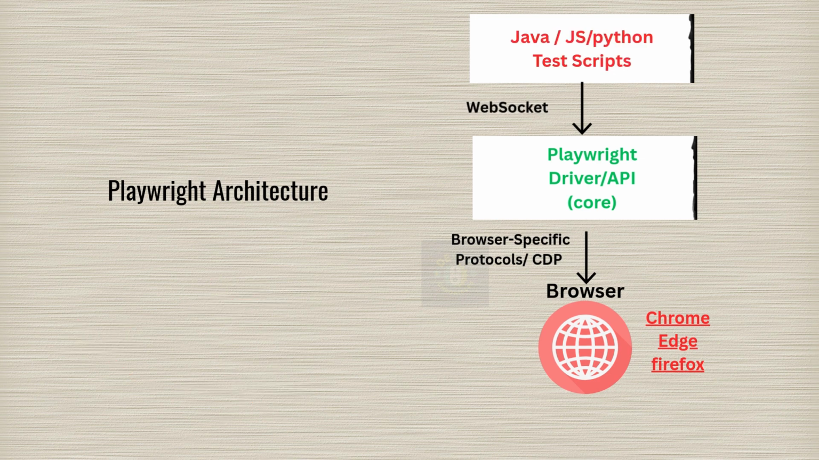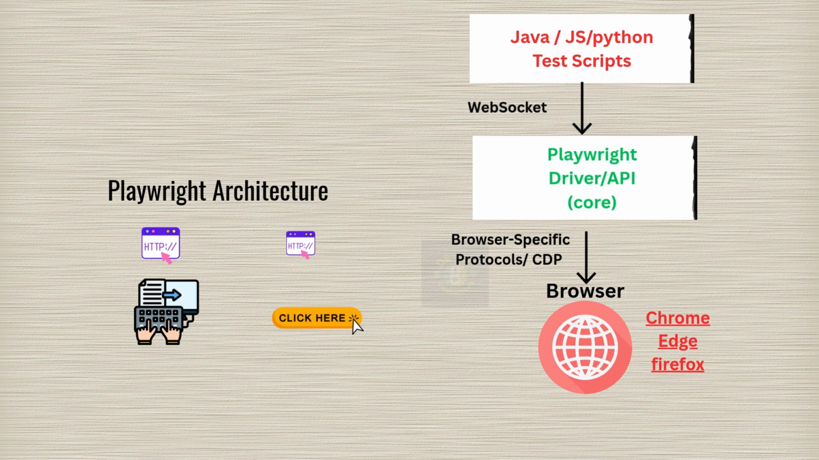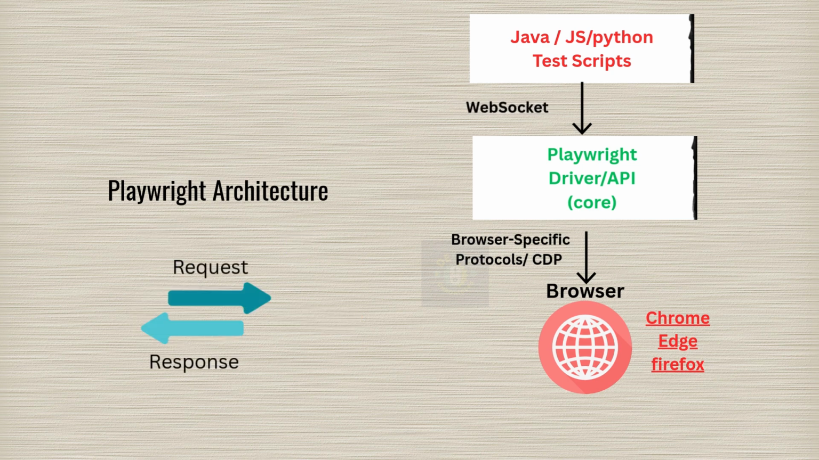Now layer 2. See this WebSocket connection. This is pure architecture brilliance. Your test script communicates directly with Playwright's core API through a persistent, lightning fast WebSocket connection. Think about it this way. Traditional tools send individual HTTP requests for every action, like sending a separate text message for each word in a conversation. Playwright opens up a real-time phone line where commands flow instantly back and forth. The difference in speed and reliability is game-changing.